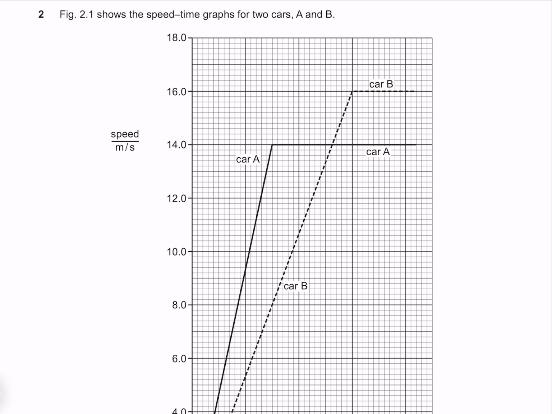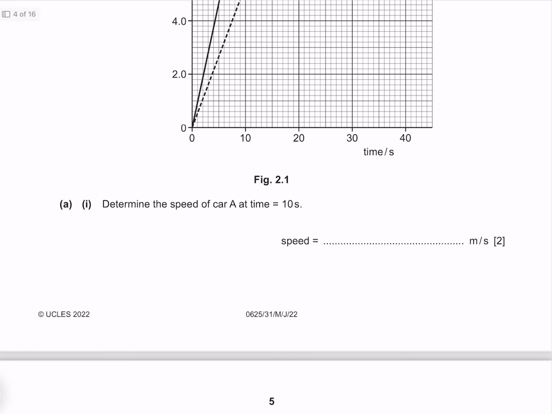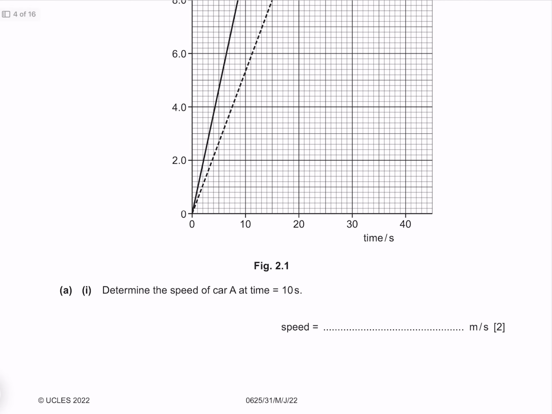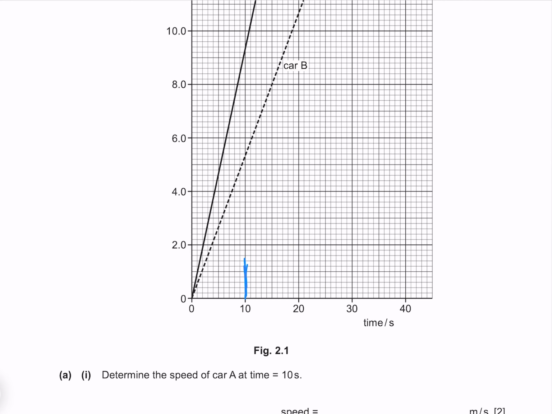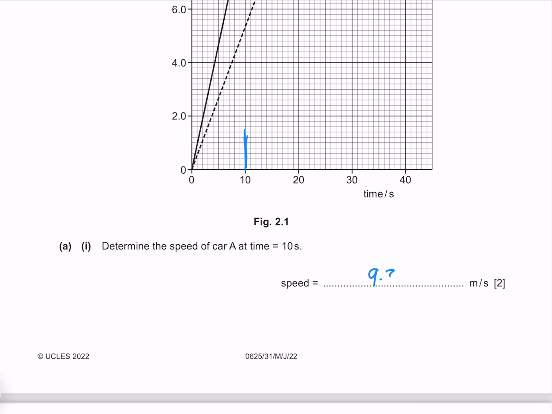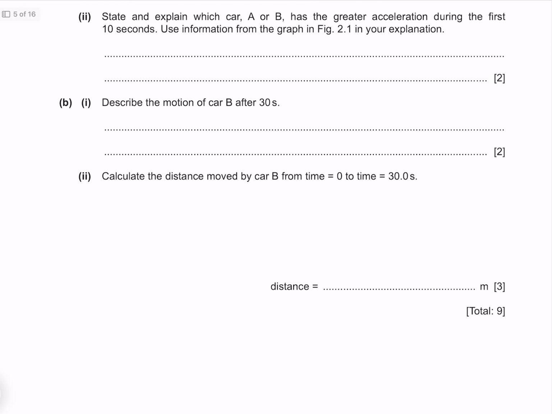Figure 2.1 shows the speed-time graph for two cars A and B. Determine the speed of car A at time equals 10 seconds. Here is our line of 10 seconds, which we can follow up to here, which given that this mark here is 9.0, and this is 9.2, and this is 9.4, our mark looks to be halfway between, which is going to be 9.3.